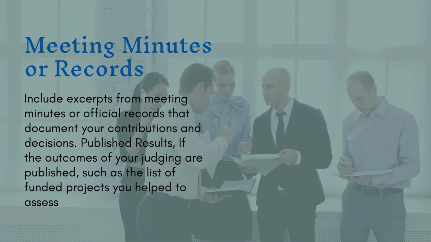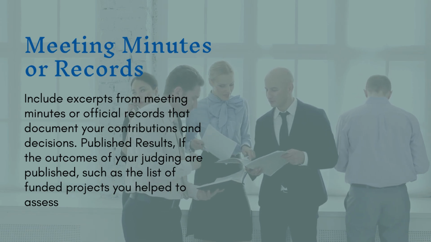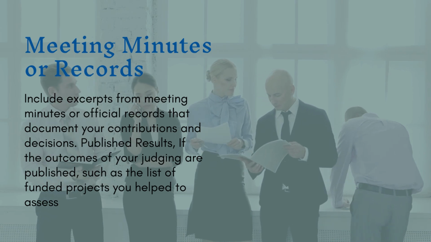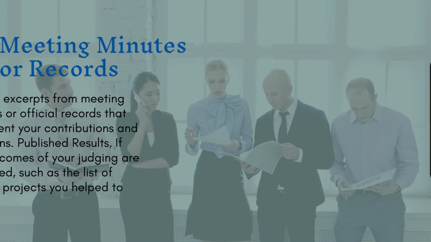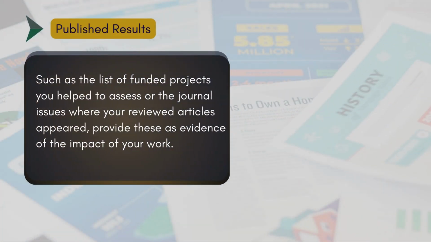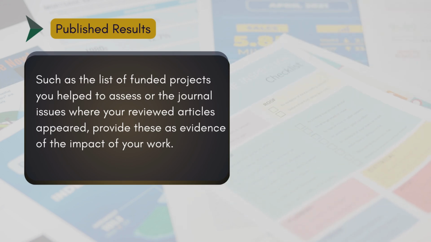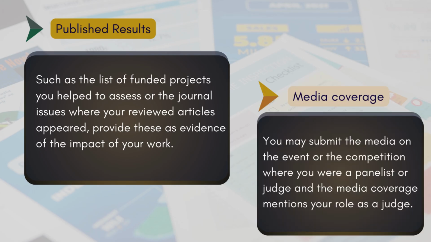Meeting minutes or records for committees such as dissertation committees or funding panels. Include excerpts from meeting minutes or official records that document your contributions and decisions. Published results. If the outcomes of your judging are published, such as the list of funded projects you helped to assess or the journal issues where your reviewed articles appeared, provide these as evidence of the impact of your work.